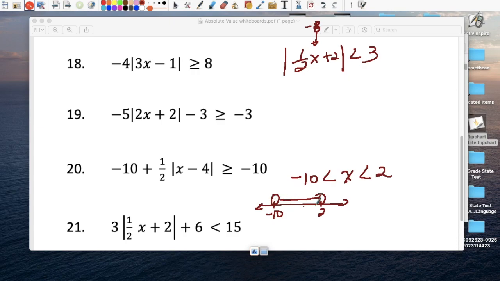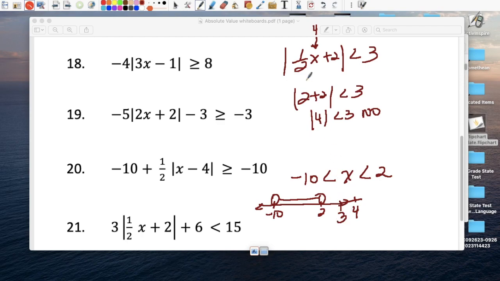Let me pick a number that's outside negative 10 to 2. Let me pick 4, just to prove that it doesn't work. If I pick 4 and plug it in here, I get half times 4, which is 2. And then 2 plus 2, I add and I get 4. And is the absolute value of 4 less than 3? No. So you can try 2.1, try 2.2, try 3.